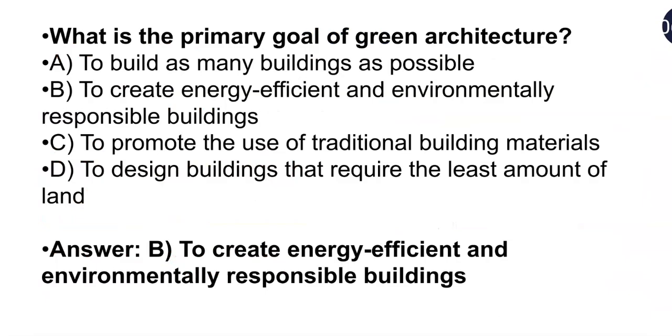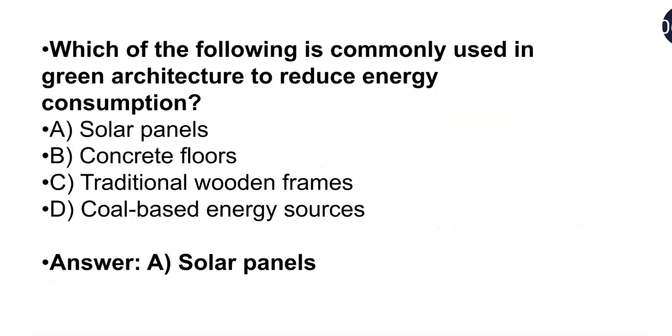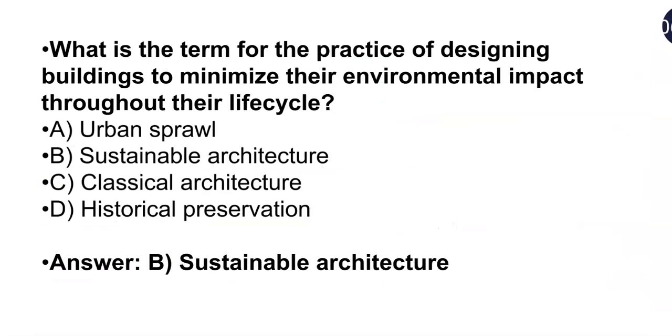So, what is the primary goal of green architecture? Answer: to create energy efficient and environmentally responsible buildings. Which of the following is a key feature of green architecture? Answer: incorporating energy efficient lighting, heating, and cooling systems. Which of the following is commonly used in green architecture to reduce energy consumption? Answer: solar panel.